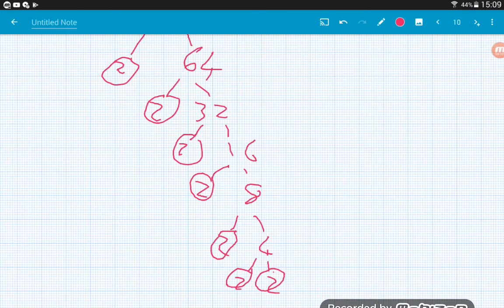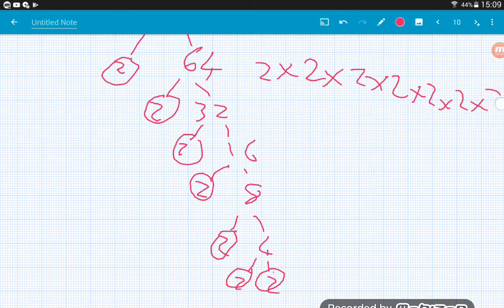So we can say that 128 is equal to all of these 2's multiplied together. So we've got 2 times 2 times 2 times 2 times 2 times 2 times 2, which we definitely want to smarten up a little bit. So how many 2's have we got? 1, 2, 3, 4, 5, 6, 7. So we can say our answer is 2 to the power of 7.